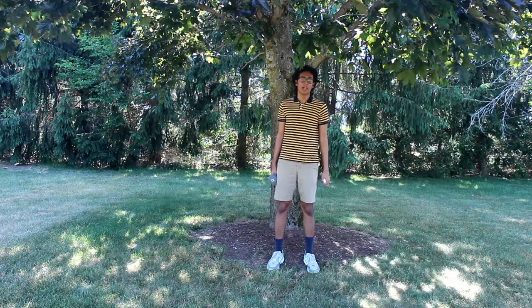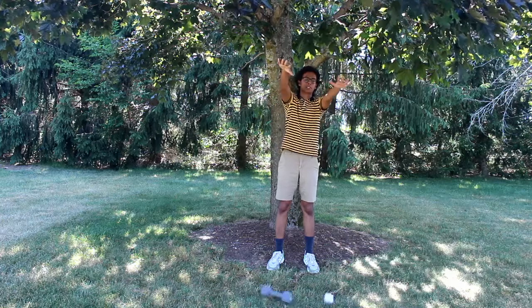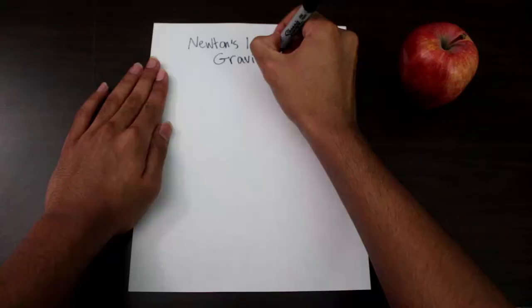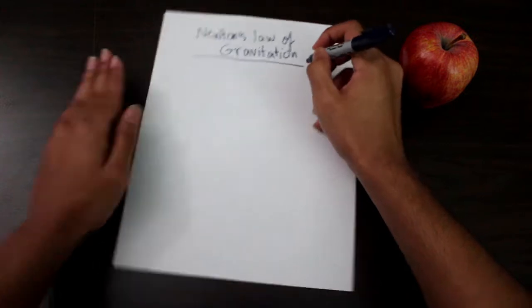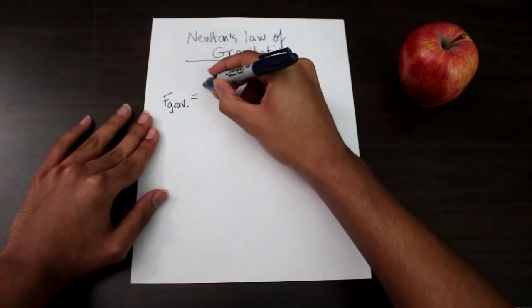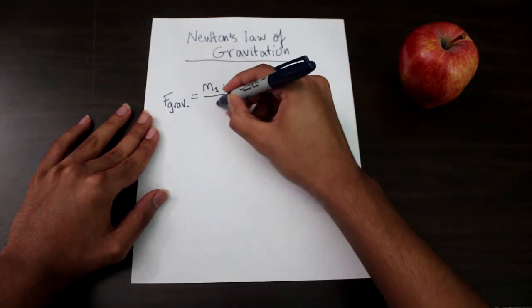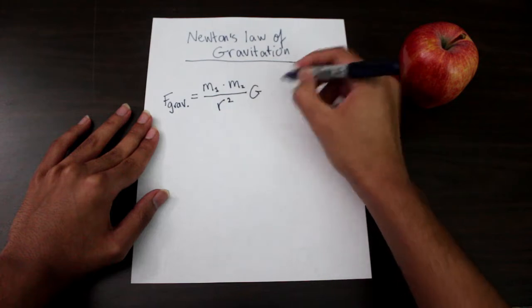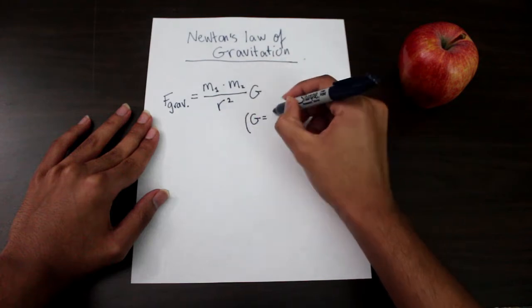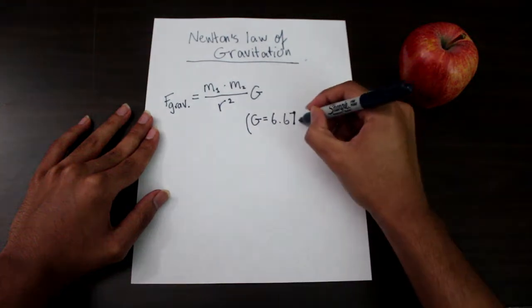Scientists before him had figured out that no matter the mass of objects, they would all accelerate towards the Earth at the same rate. Through reasoning, Newton derived his law of gravitation. He said that the force due to gravity is equal to the mass of the first object times the mass of the second object divided by the distance between the objects squared times the universal gravitation constant, which is roughly 6.67 times 10 to the negative 11th.